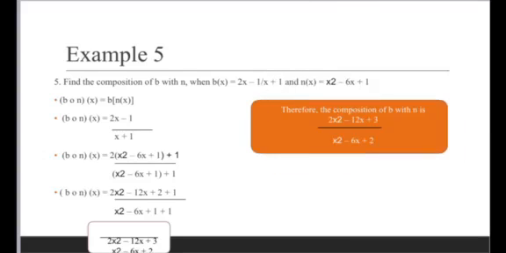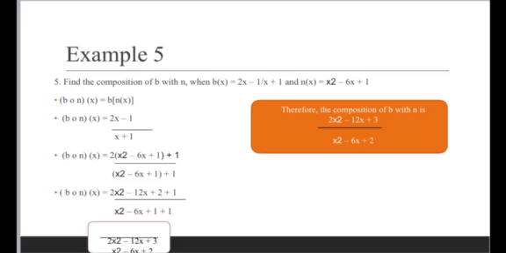Let us now have our final example. For the last example, find the composition of b with n when b function is equals to 2x minus 1 over x plus 1, and n function is equals to x squared minus 6x plus 1. Let us now answer this equation. So, this is the equation for this example. Let us now use the b function in the equation, 2x minus 1 over x plus 1, which is a fraction.